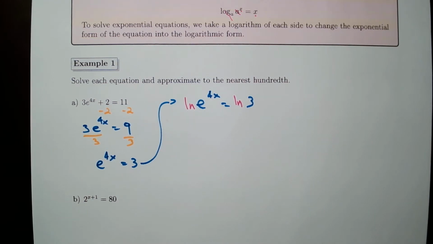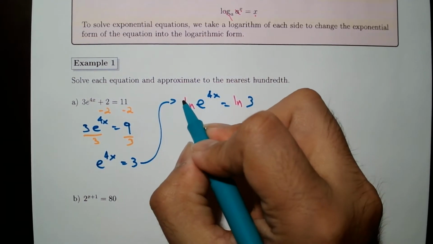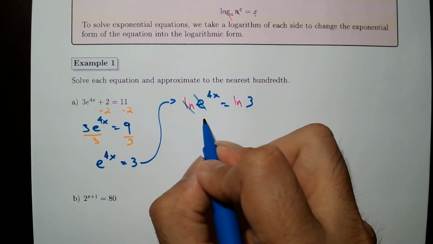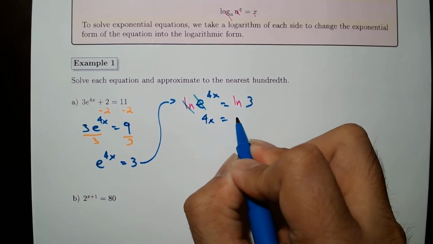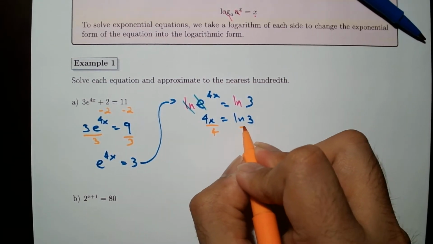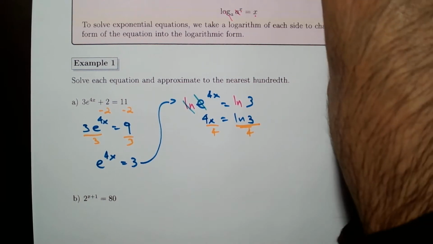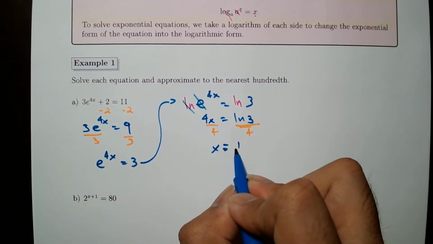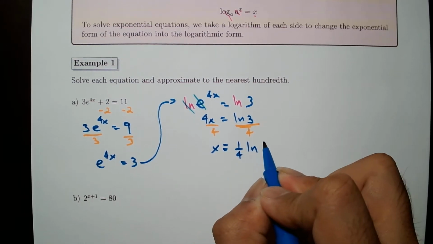The inverse of taking the exponential base e is to take ln to both sides of the equation. This way, this cancels, this goes away, and we get 4x equals ln of 3. And finally, to get x by itself, divide both sides by 4. So x will be, you might want to write this in a different way, like 1/4 ln of 3.